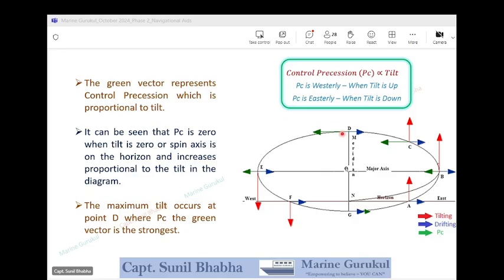Now from point Delta, as you move along the ellipse to point Echo, at point Echo the tilt has reduced. With the tilt reduced, the magnitude of the control precession also reduces.